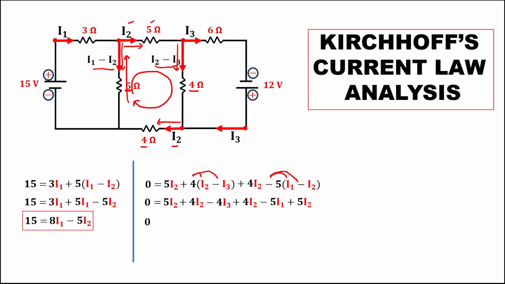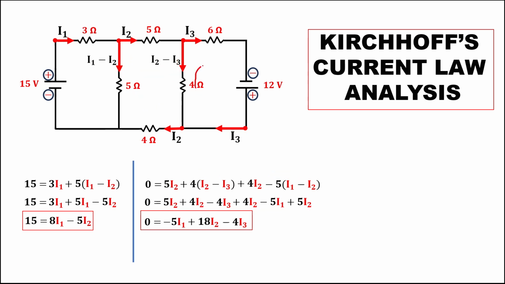Then combine like terms and arrange. So start with current 1: we have negative 5 times current 1. Then for current 2, we have 5 plus 4, that's 9, plus 4, that's 13, and plus 5, that's 18. So this is positive 18 times current 2. Then we have negative 4 times current 3. So this is equation number 2.